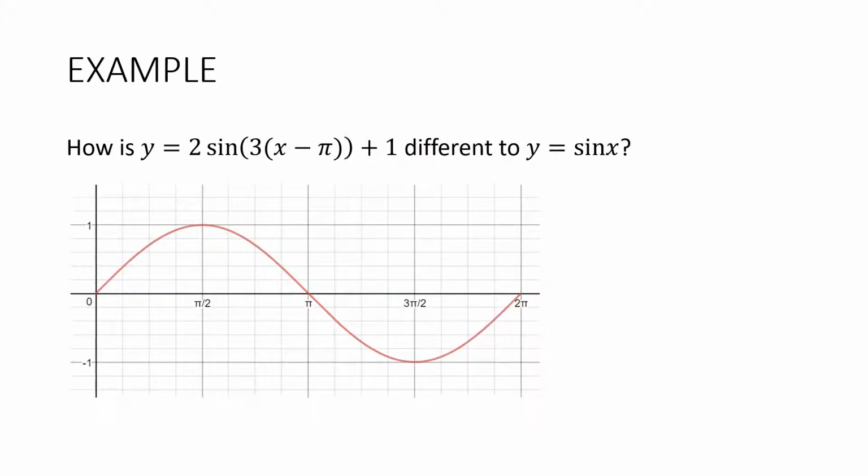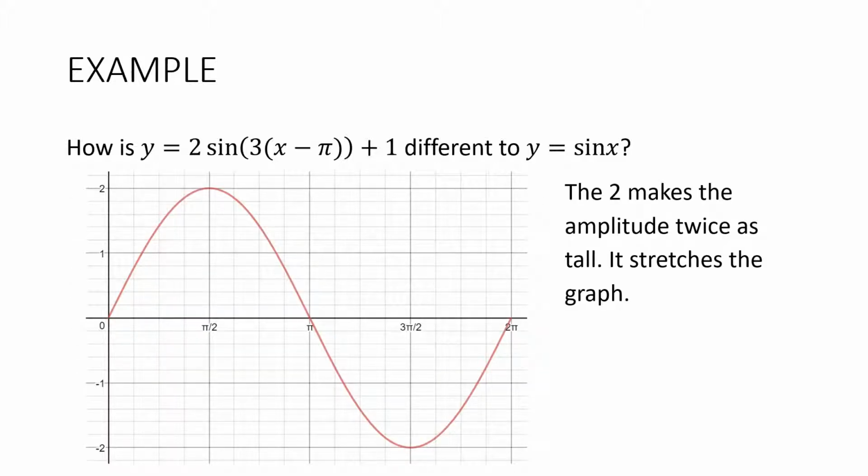So let's look at an example. How is y equals 2 sine, and then brackets 3, brackets x minus pi, plus 1, different to y equals sine x? So in this case we've got to do 4 transformations. This one, this one, this one, and this one. We're going to start with this. Now that's going to change the amplitude.